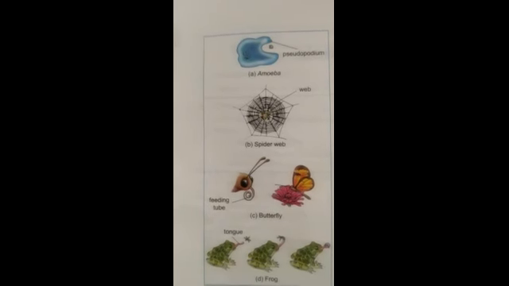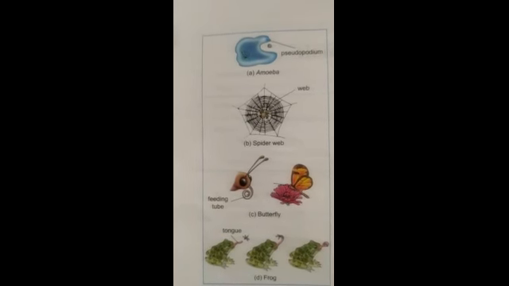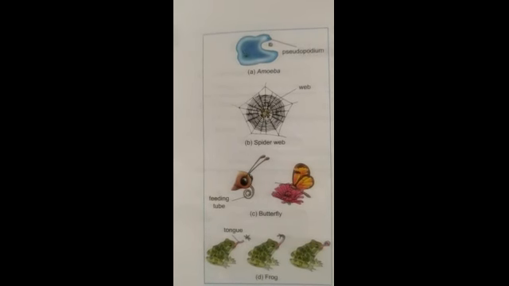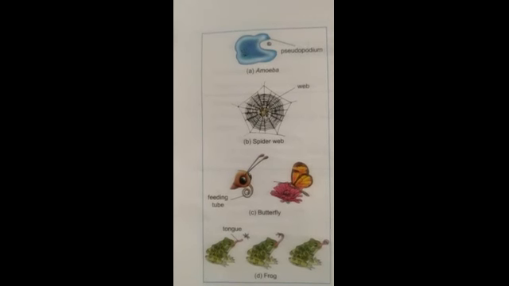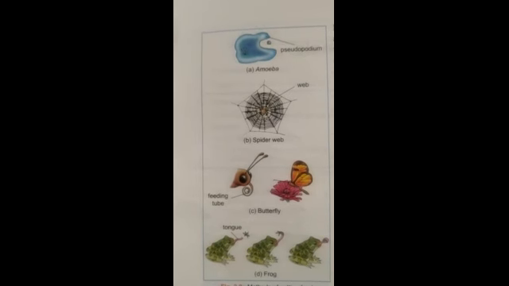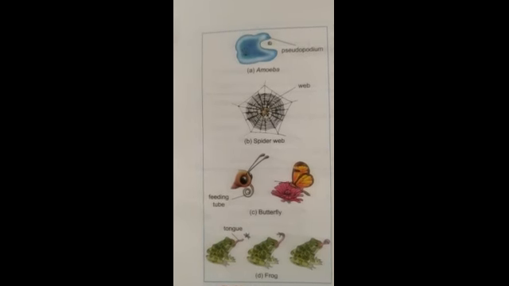And what happens with the butterfly? The butterfly uses its feeding tube to suck nectar from flowers. You know how we suck juices with the help of a straw. In the same way, butterflies use their feeding tube for sucking the juice from flowers. And then the mosquito feeds on the blood of animals and obtains it with the use of a feeding tube only.